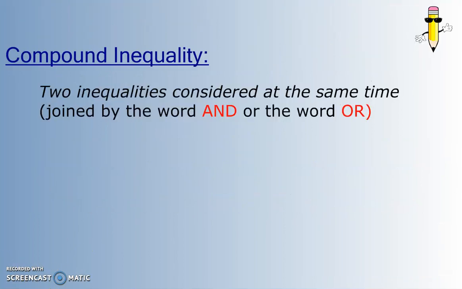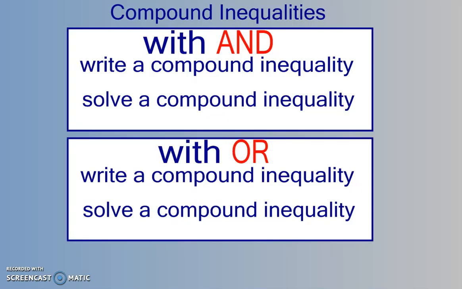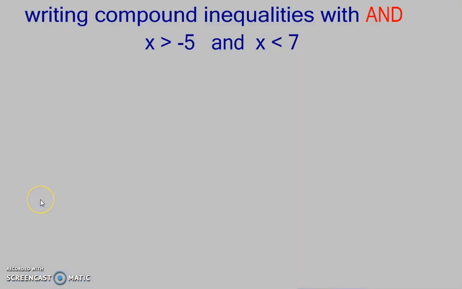A compound inequality is two inequalities considered at the same time, joined by the word "and" or the word "or". Alright, so here's what we're looking at today. Compound inequalities. With "and," we're going to write them and we're going to solve them. And with "or," we're going to write them and we're going to solve them. Okay, so writing compound inequalities with "and."